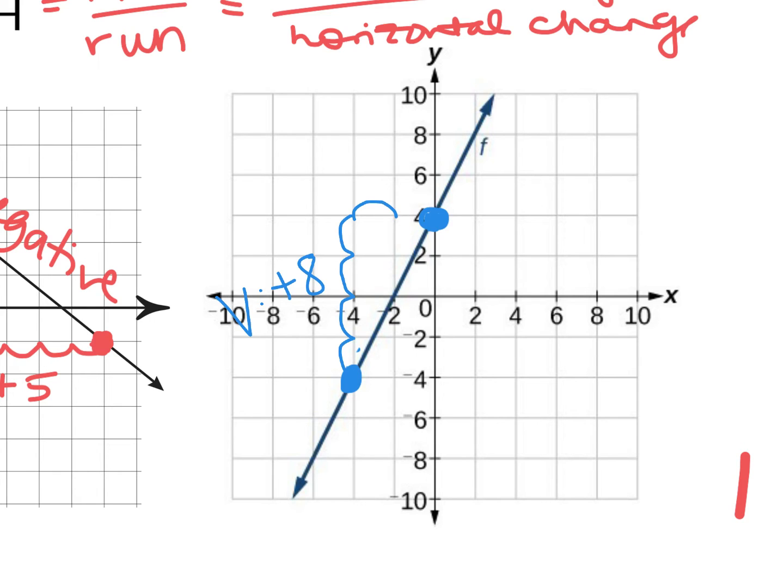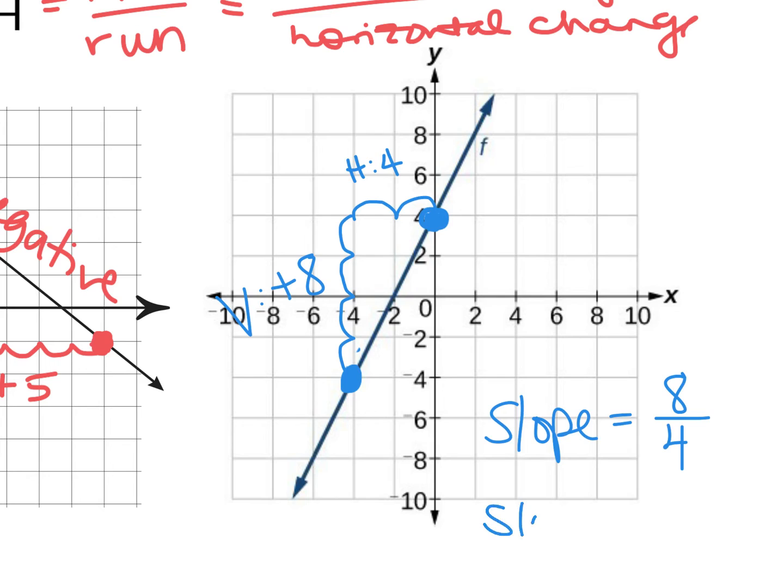And then horizontally, again, this is counting by 2s. This has a horizontal change of 4. So when I go to write my slope, this is going to be 8 over 4. And if you can simplify it, you should, because obviously the simpler that we can see the problem, the better when we go to use it later on. So this really has a slope of 2 over 1 or just 2 is probably the best way to write that, a slope of 2.